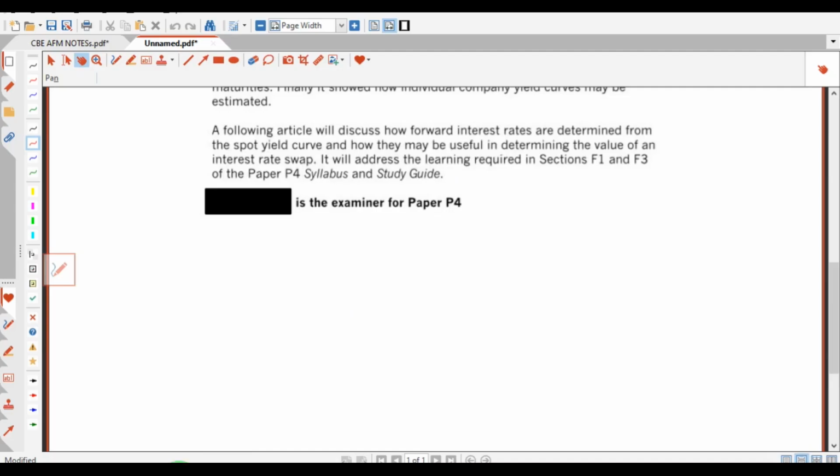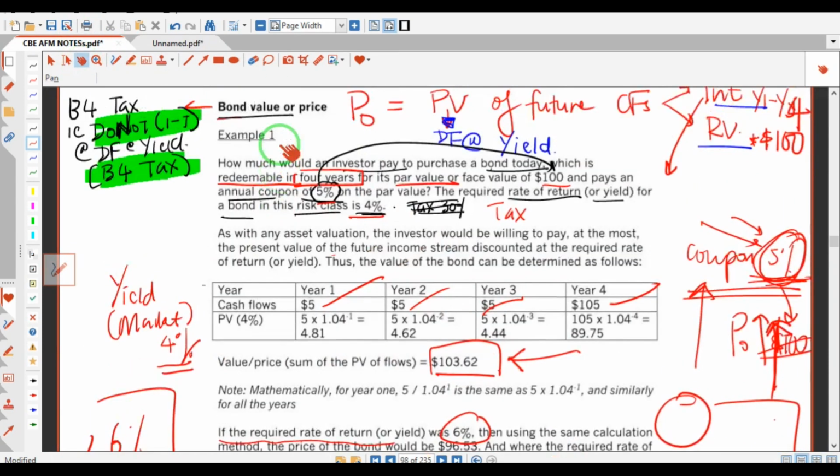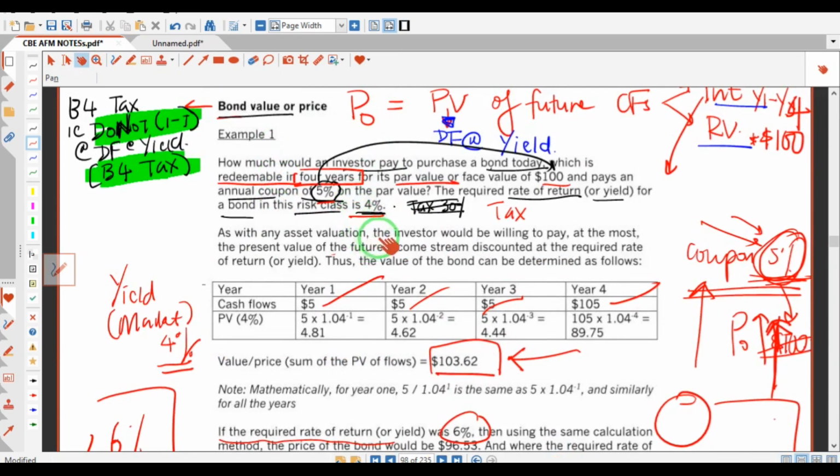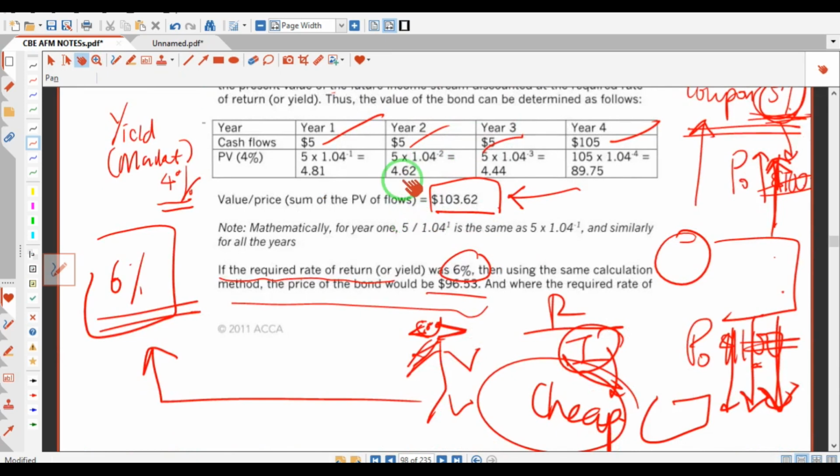So basically, if the yield goes up, not the coupon, the yield goes up, what happens? The price will start to fall down. It looks like there is an inverse relationship here. So pay attention to this. All right, so that is what you got here.